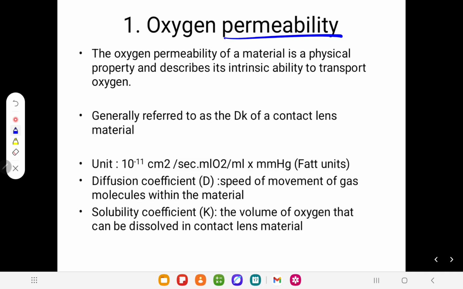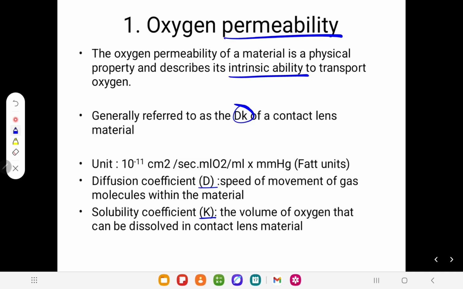Oxygen permeability of a material is a physical property and describes its intrinsic ability to transport oxygen. That's very important. Its intrinsic ability. We will not put anything there to have the oxygen permeability. It's the intrinsic ability of that particular material. It generally refers to Dk. It's very important. Dk stands for D and K.